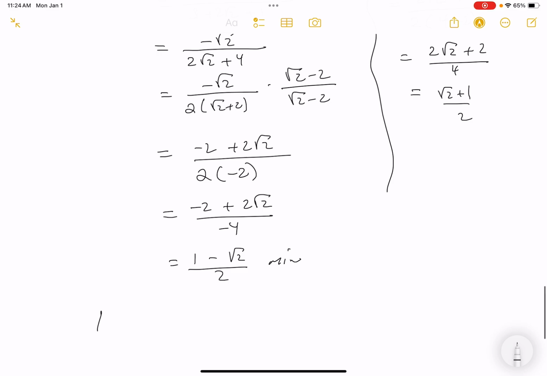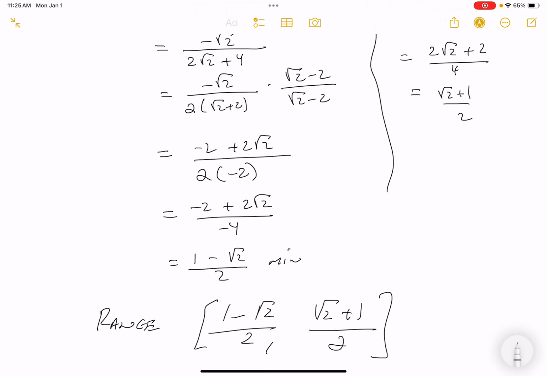All right? What's the range going to be? The minimum value, 1 minus root 2 over 2, up to, and it touches it, by the way, root 2 plus 1 over 2. And we're done.